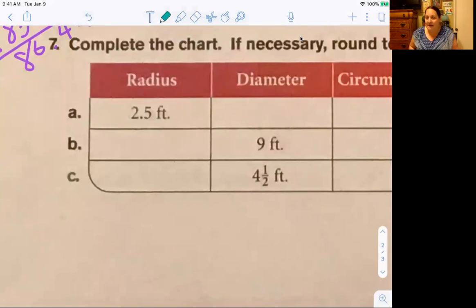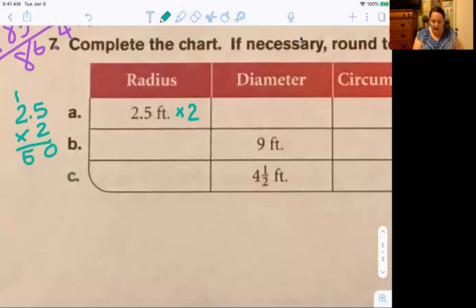I have a radius. How do I find the diameter? You double it. So you double the radius to find the diameter. So that means we're just going to do 2.5 times 2. If I don't know what it is right away, I'll just come over here and do 2.5 times 2. And I get what? 5. Do I have to put 5.0? No, you don't have to. 5 feet.